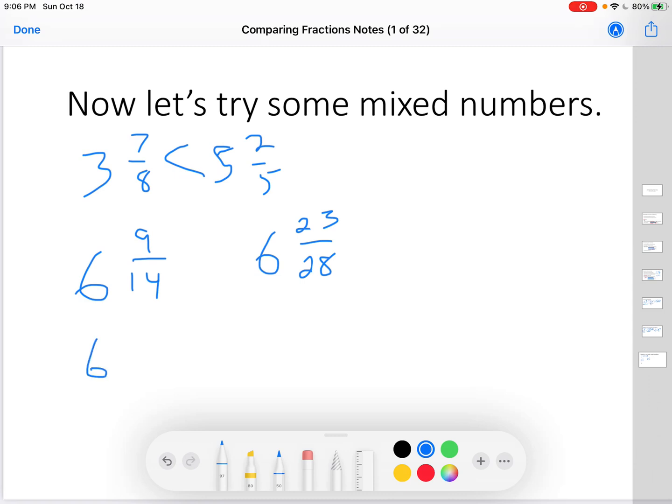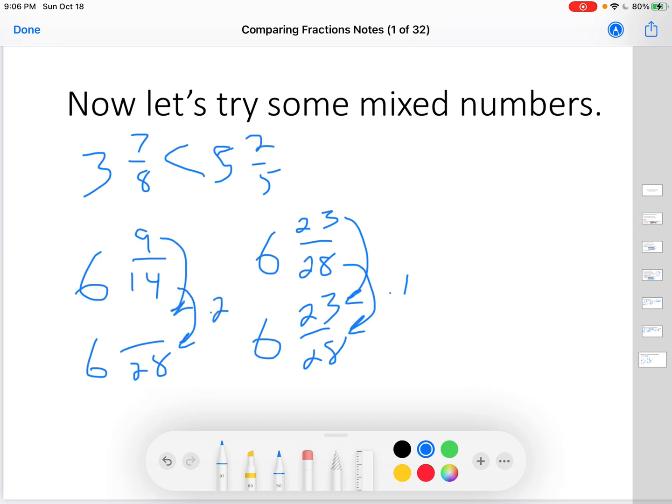So we'll do 6 is 6, 6 is 6. I'm going to do this is 28 and this is 28. This is times 1, so this will be times 1. This is times 2, so this will be times 2. That will be 18. 18 is less than 23, so this is less than, so this is less than.